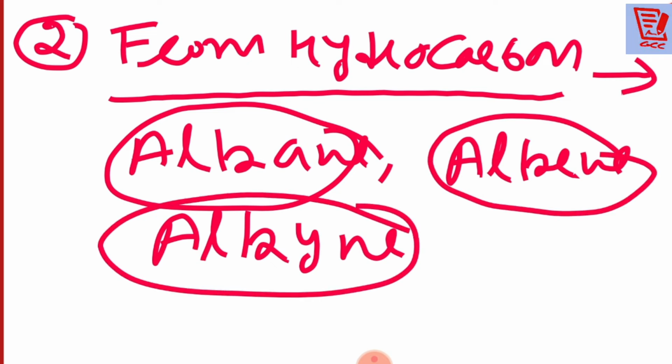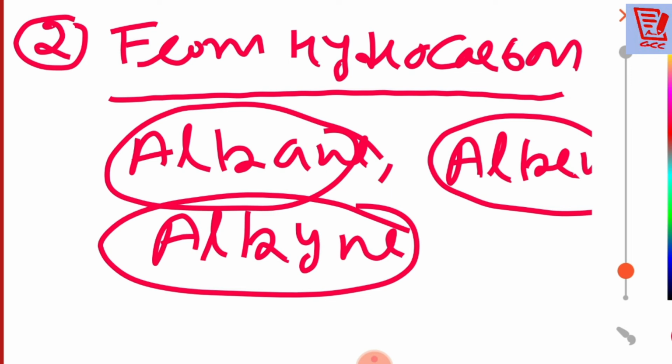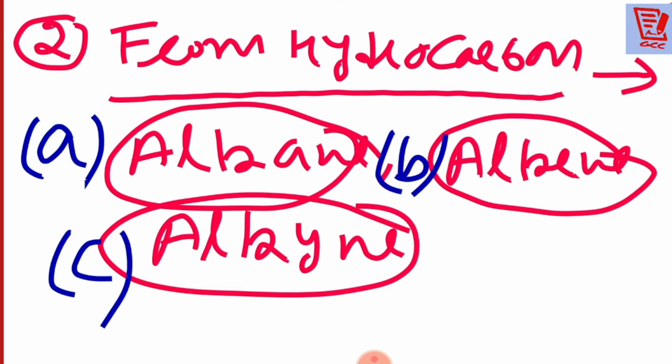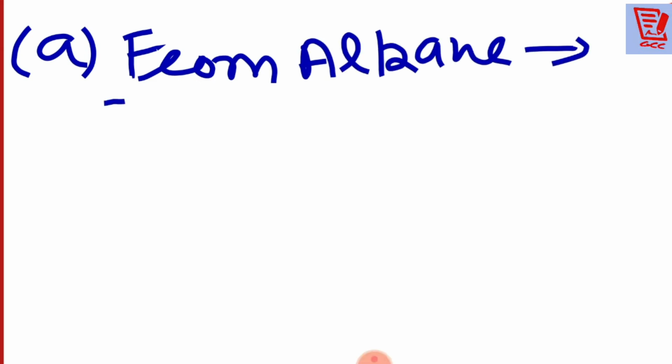So mainly this contains three reactions: number 1 from alkane, number 2 from alkene, number 3 from alkyne. Mainly hydrocarbon has three parts. Clear? So we are going to start one by one. First part is the A part, that is from alkane. So whenever we are talking about from alkane, what to do there?